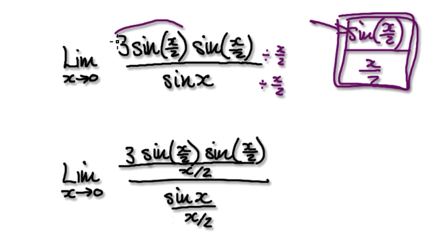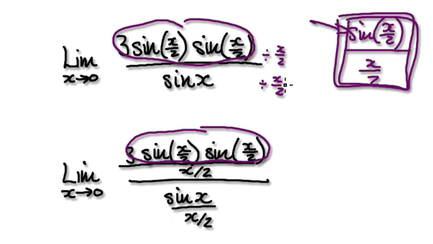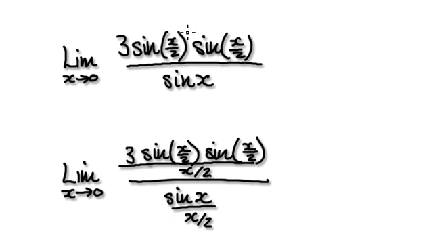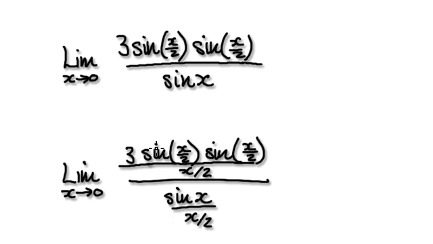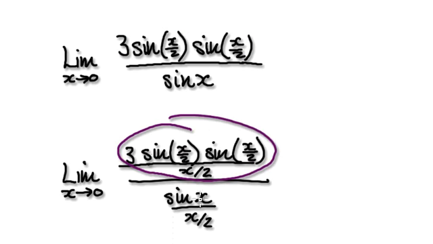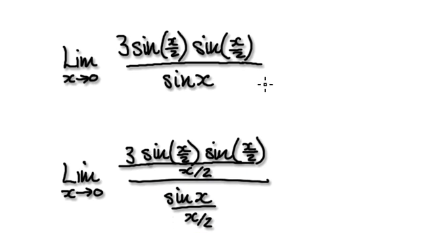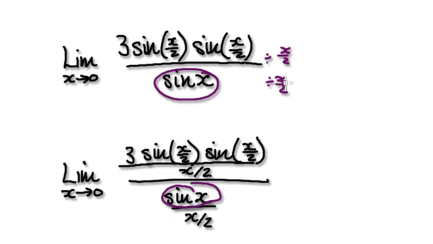So here, visualize this whole thing as this thing here, and then you divide by x over 2. So up here, this whole thing is this, and remember we're dividing it by x over 2. Visualize it as one whole fraction, and down here you've got another fraction. We're dividing top and bottom by x over 2.